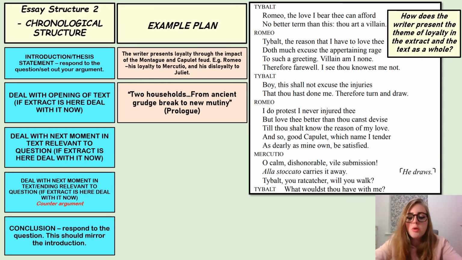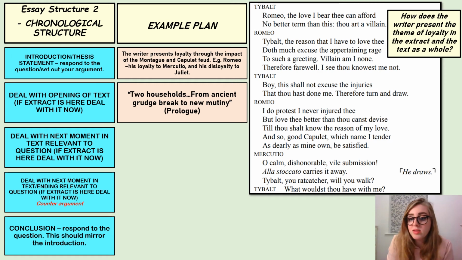Okay, so I'm going to start with the prologue, because for me, these are the two opening words of the text. It's not Romeo, Juliet. It's not about love. It's about the two families. And so for me, loyalty is presented from the very beginning, because these two families are having this argument. They're having this ancient grudge to new mutiny, and so it's clear that there's going to be lines of loyalty here, depending on which side you fall on.